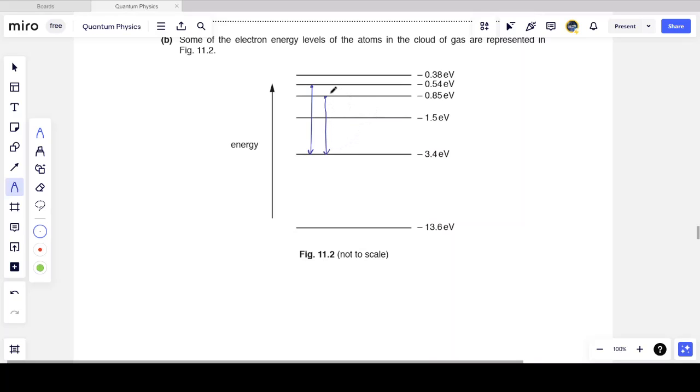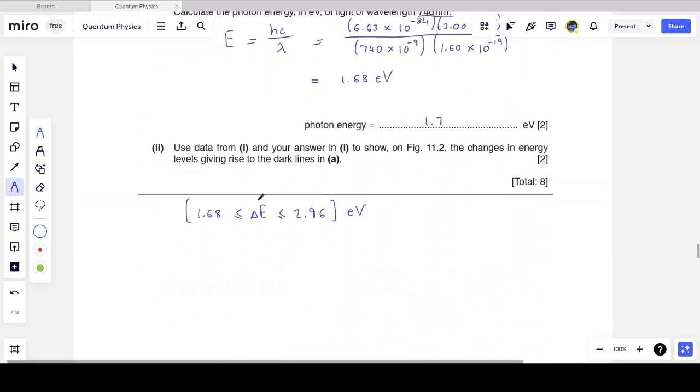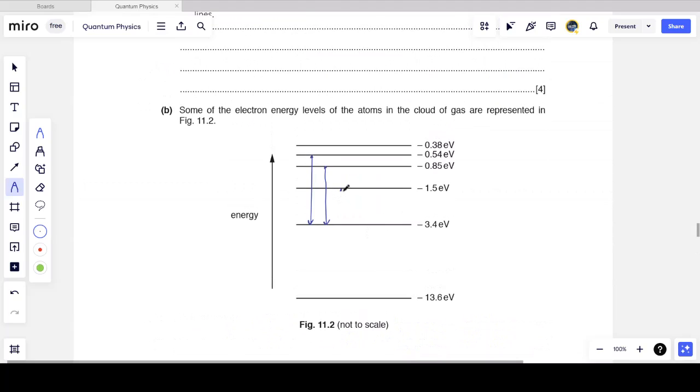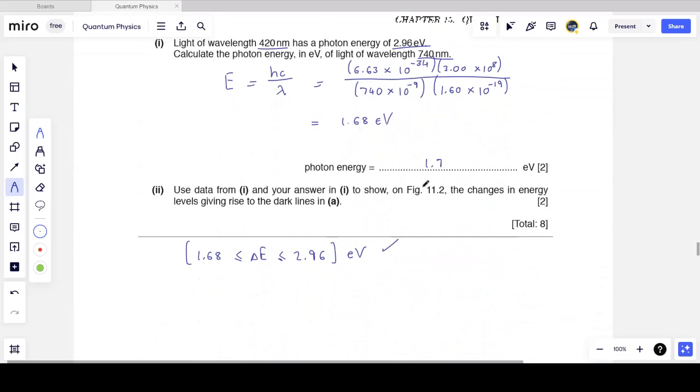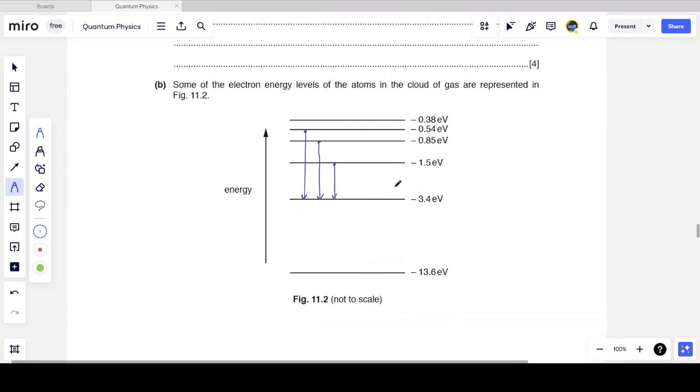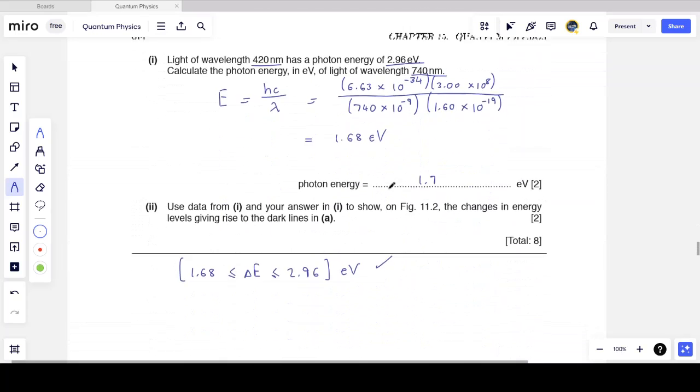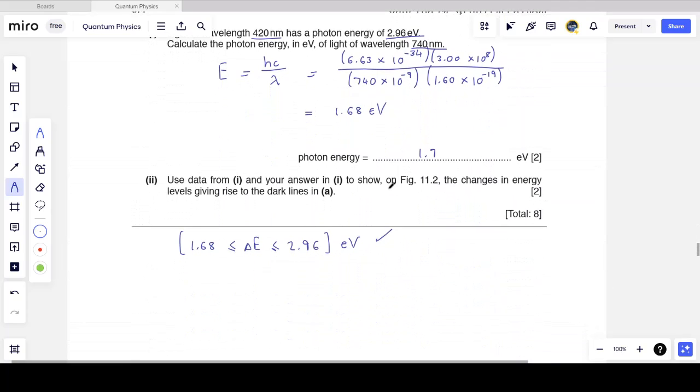And it turns out the only other one that's smaller but will still allow this condition to hold would be the jump from minus 1.5 to minus 3.4 electron volts. So I actually need 3 lines, which means I'm only going to get 3 dark lines in my absorption spectrum if I look at only the visible part of the absorption spectrum. So I'm looking with my eyes obviously, and only picking up those visible colors.